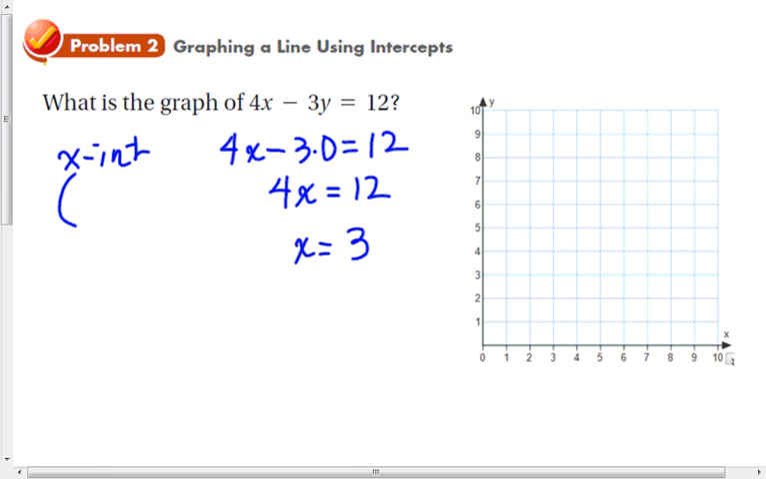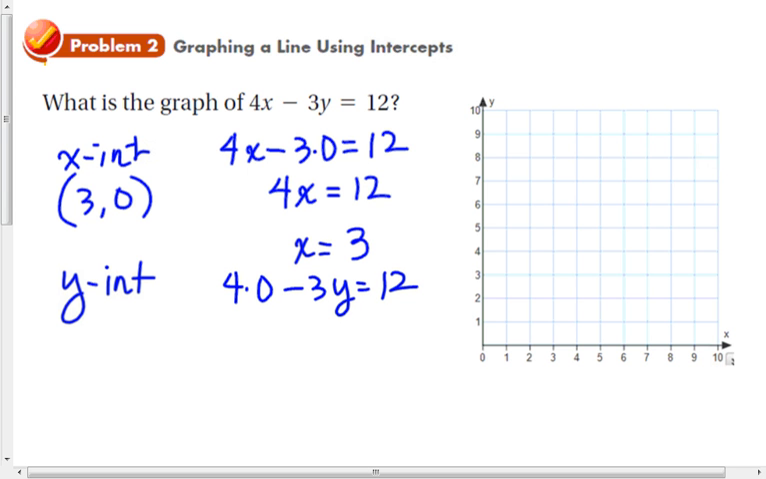And then I'll find my y-intercept. And to do that, I'm going to let x equal 0. So I'm going to do 4 times 0 minus 3 times y is equal to 12. And 4 times 0 is 0. 0 minus 3y is negative 3y. Divide both sides by negative 3, and I get y equals 4. So my y-intercept is the point (0, 4).